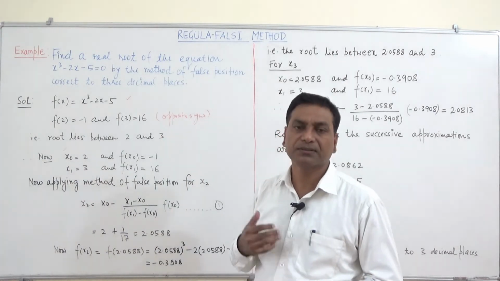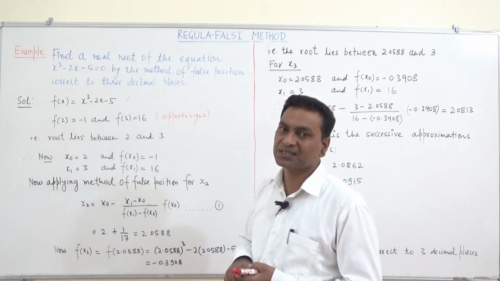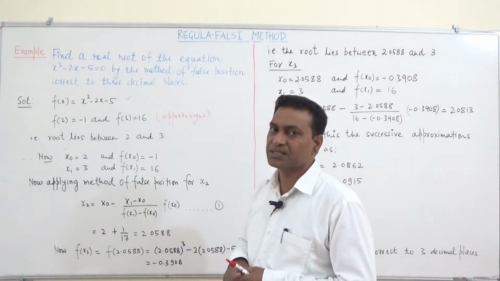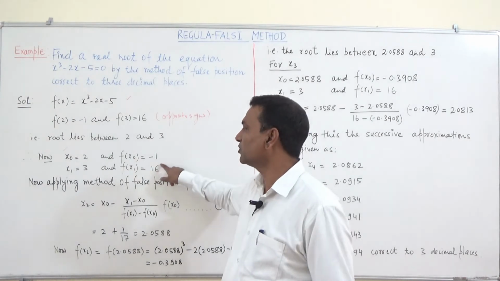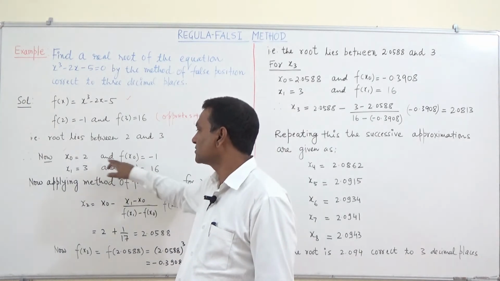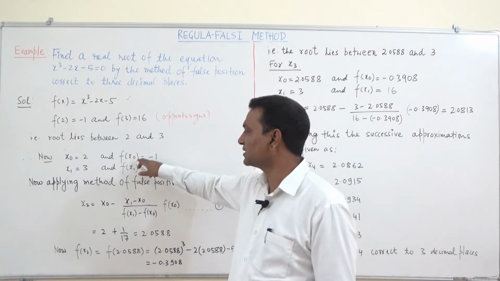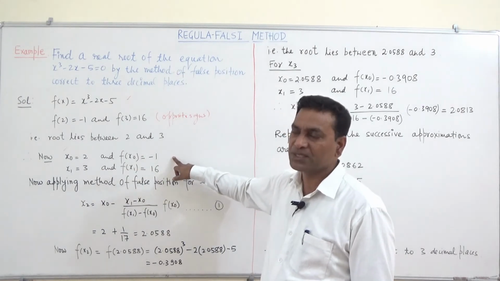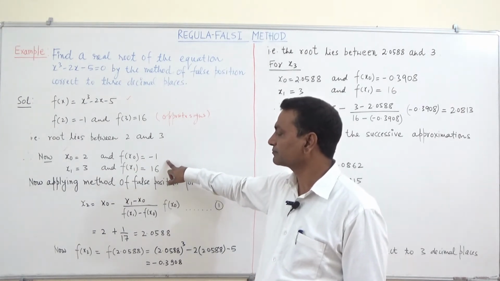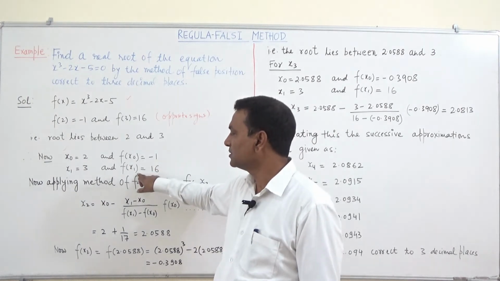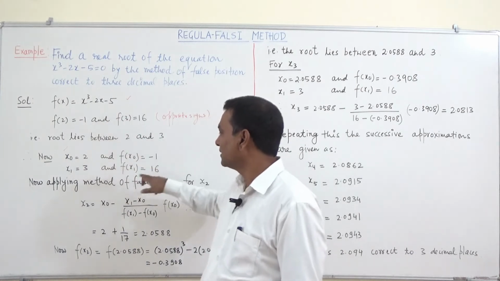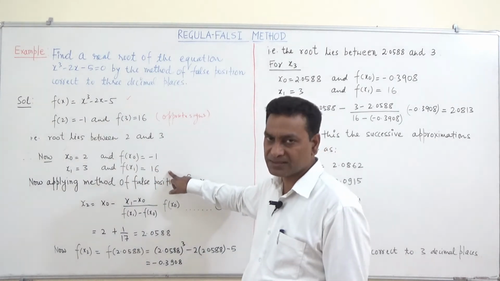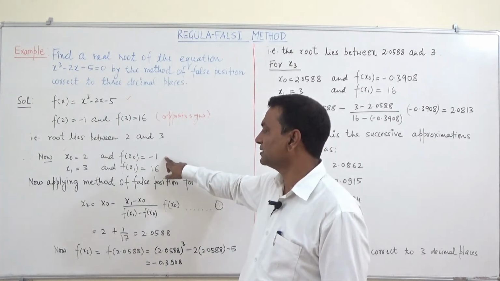Now after saying that these are the two initial values, x0 and x1, we will calculate fx0. We put the value 2 and fx0 comes out to be -1. Then for fx1 we put the value of x1, 3, and we get 16. So this is -1 and this is 16.